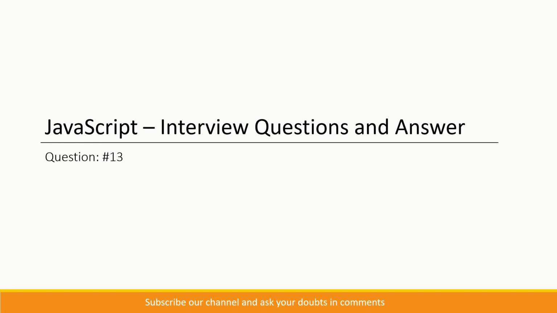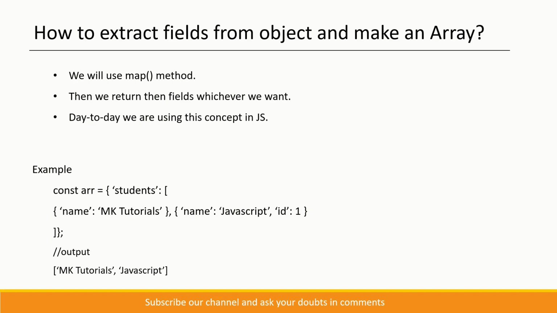This is the JavaScript interview questions and answers series. Here we are going to see commonly asked JavaScript questions in interviews. Now we are at question number 13. Let's get started. Question: how to extract some fields from a given JSON object and make a new array?